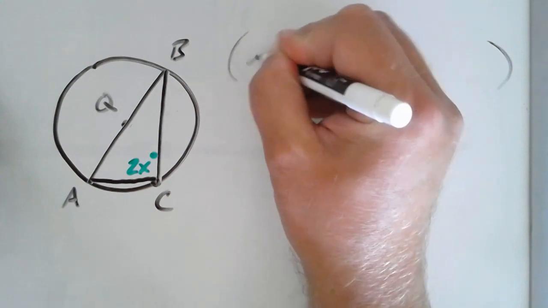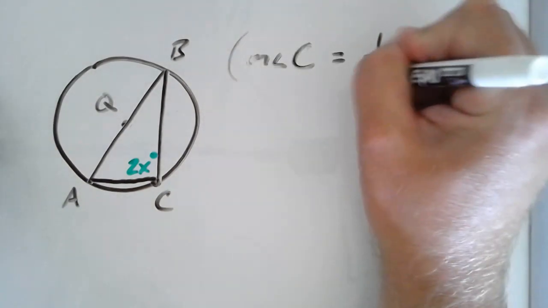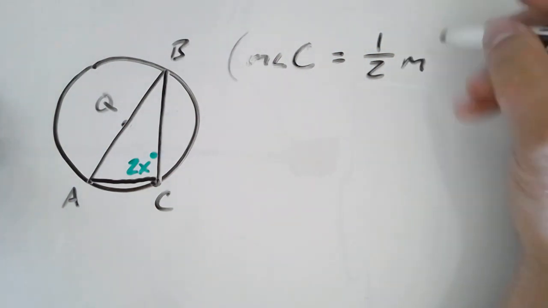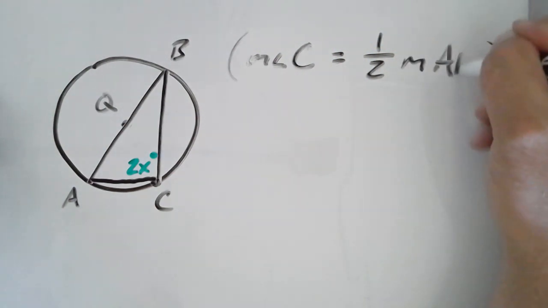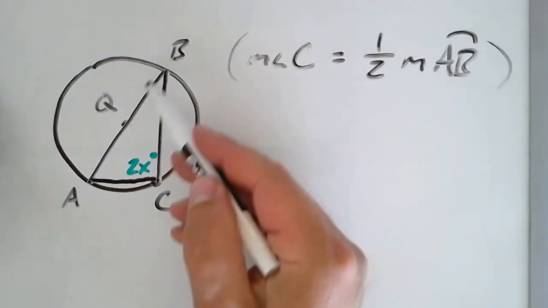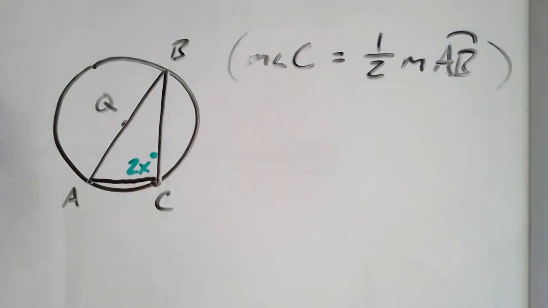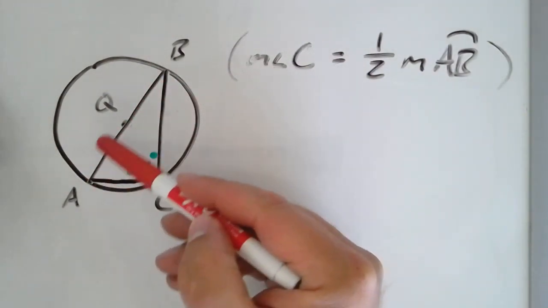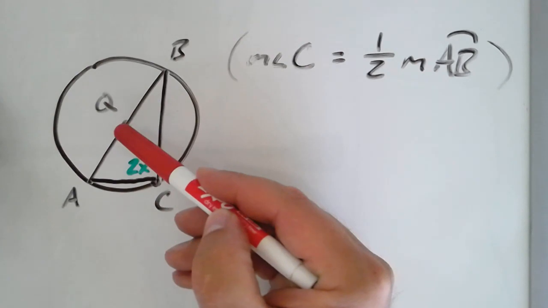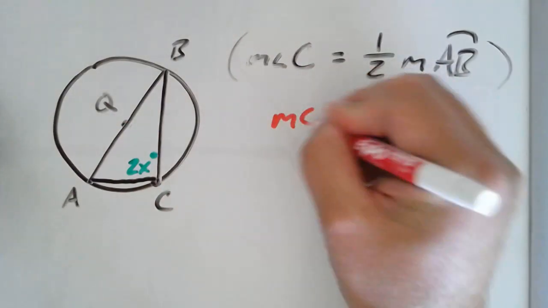The measurement of angle C, my marker's fading, is going to be 1/2 of its intercepted arc, just to relate this to the front clip of this section, to arc AB. And because AB is 180 degrees, because this is a diameter, that's going to force the measurement of angle C to be 90. But because of the inscribed right triangle theorem, the fact that AB here is a diameter, that it passes through the center of the circle at Q, I can actually jump immediately to this.